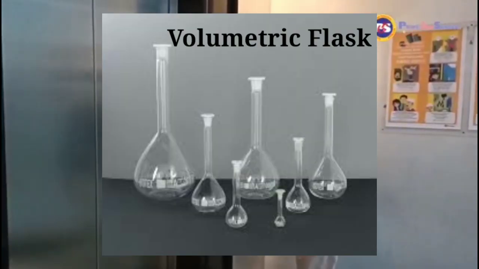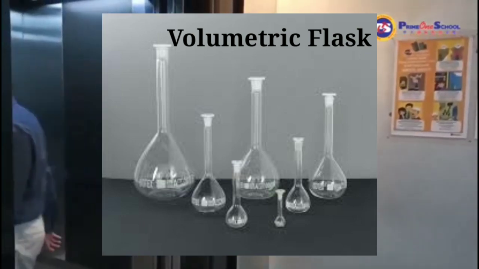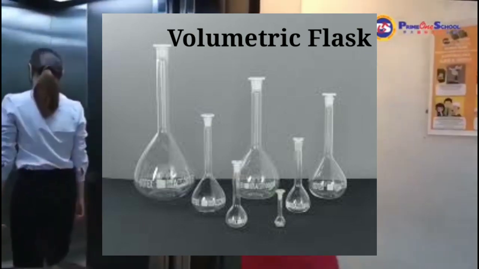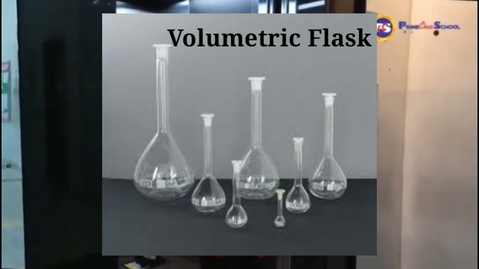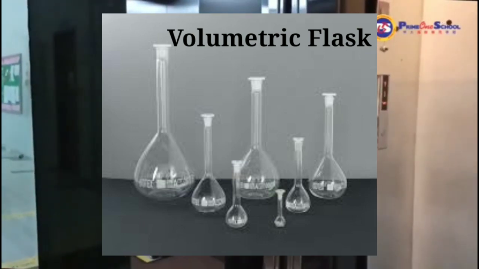A volumetric flask is a round flask with a long neck and flat bottom. It is used to measure an exact volume of liquid. There is a small line on the neck that indicates how far to fill the bottle. They come with special caps that will not let anything in or out.